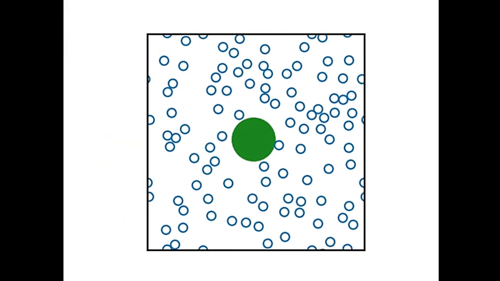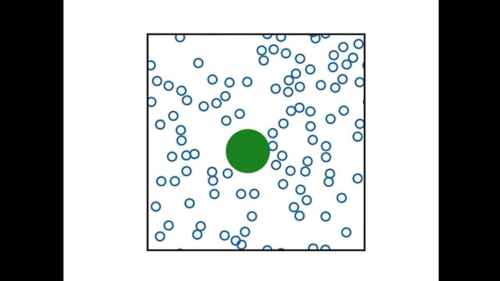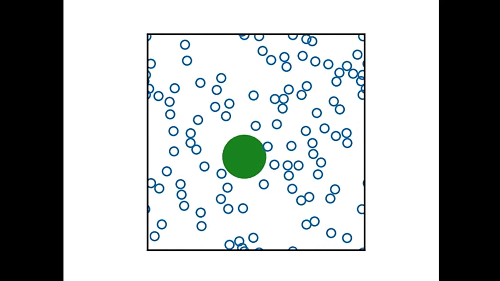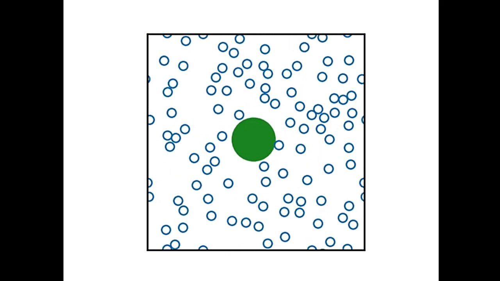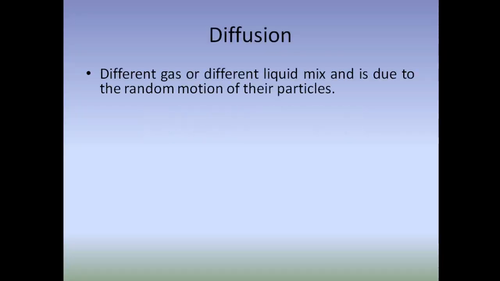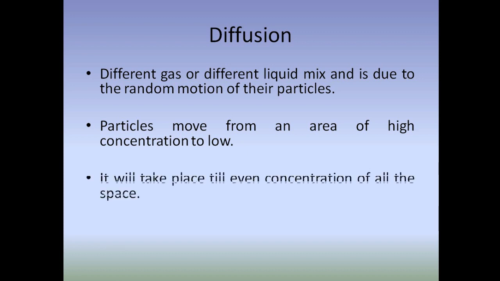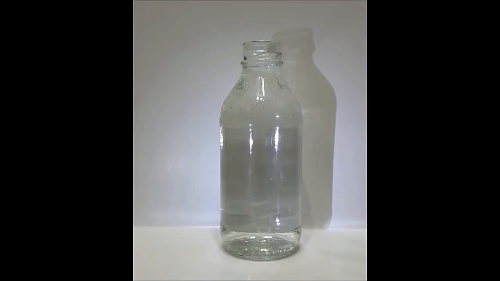See this image. The larger green color particle is randomly moving because of the collisions of blue color smaller particles. This is called Brownian motion. Next topic is diffusion. Diffusion is nothing but the process of different gases or liquids mixing, and is due to the random motion of their particles, that is called Brownian motion. Particles move from an area of high concentration to low, and diffusion will take place till there is even concentration in all the space. For diffusion, no energy is needed.